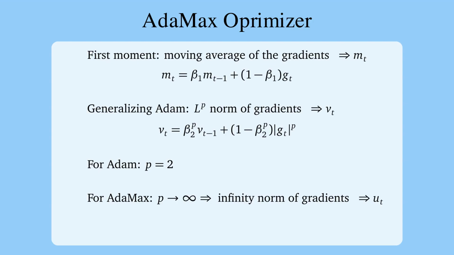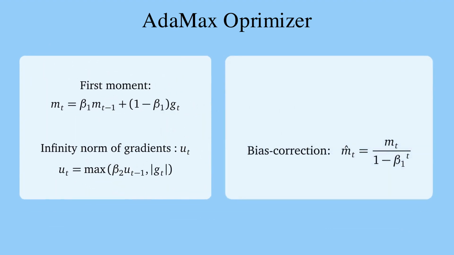Let's use u sub t to represent the moving average estimate of the infinity norm of the gradients. Computation of u sub t is very simple. It's just the max of beta 2 times the previous estimate u sub t minus 1 and the absolute value of the current gradients. After that, we just need to apply bias correction only to the estimate of the first moment to get m hat, and then the update rule is very simple. So w sub t is computed as w sub t minus 1 minus eta times m hat divided by u sub t.